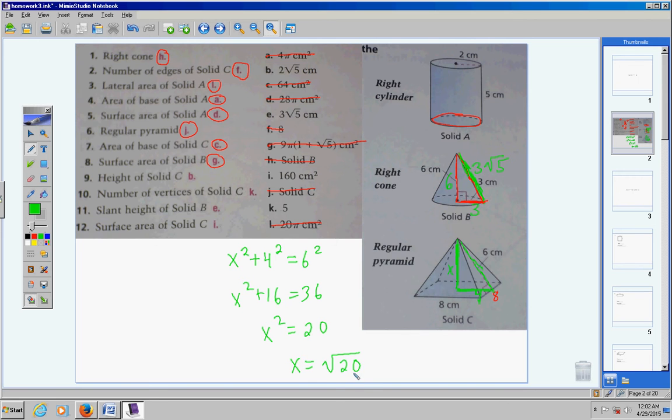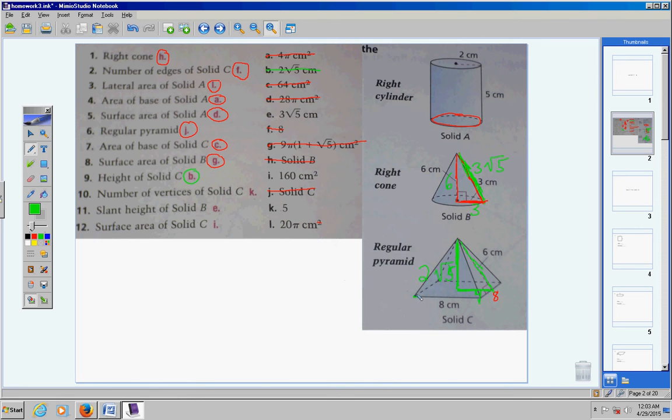Now, we can break that down. 20 is the same thing as 4 times 5. Okay? So cross off the 4, take the square root of 4, put a 2 on the outside. So we end up with 2 square root of 5. That would be the height right here of the regular pyramid. Alright? And here it is right here, 2 square root of 5. Okay? Alright, now let's go ahead and leave that there in case we need that later. I'm not sure if we will, but I'm going to slide that right up here for the height of the regular pyramid.